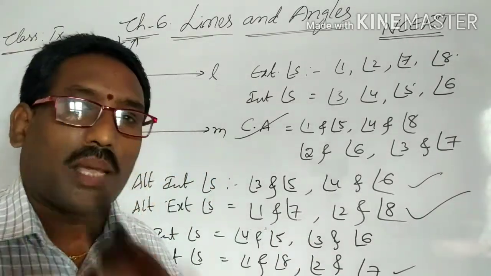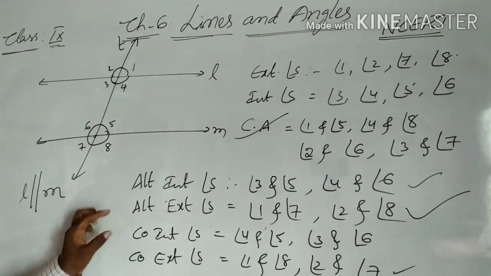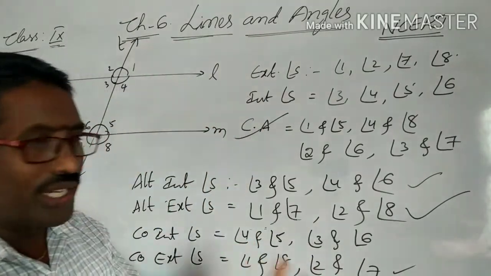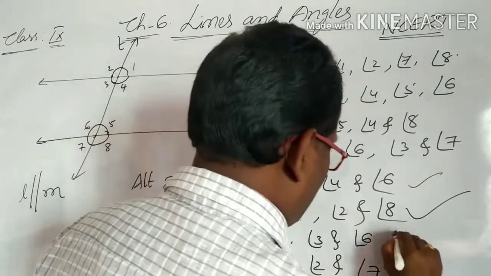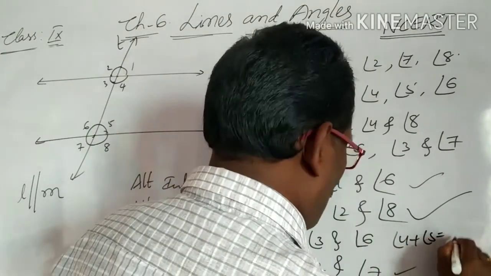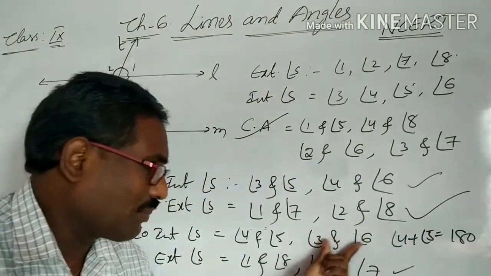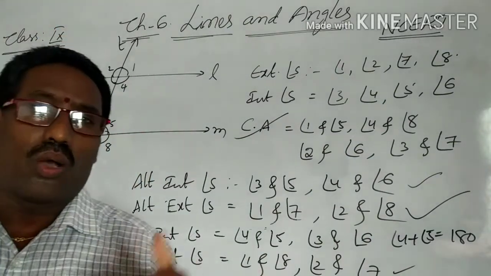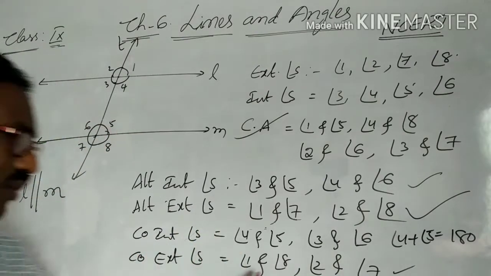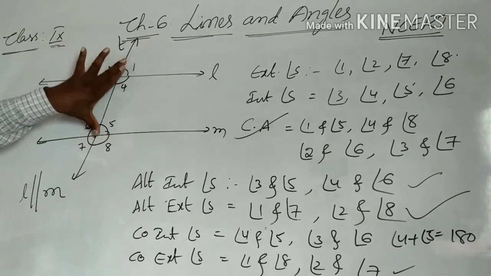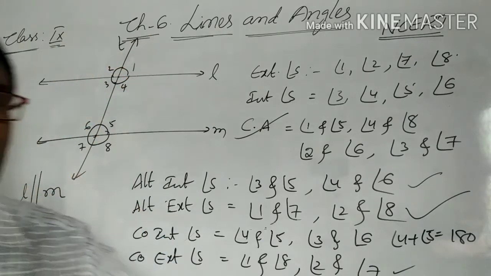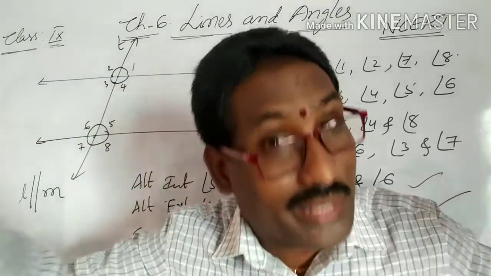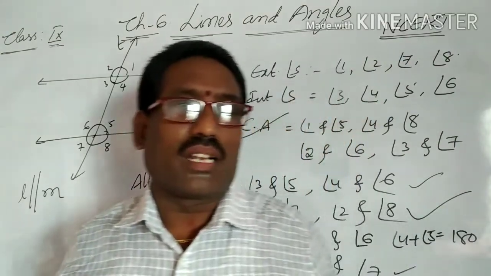Then if the two lines are parallel, next, co-interior angles and co-exterior angles: two lines are parallel means the co-interior angles sum is equal to 180 degrees. That means angle 4 plus angle 5 is equal to 180 degrees, and also angle 3 plus angle 6 is equal to 180 degrees. Same like that, the co-exterior angle sum is also 180 degrees. Angle 1 plus angle 8, that means 1 plus 8 is equal to 180. 2 plus 7 is equal to 180. Only if the two lines are parallel is it 180 degrees, otherwise no.